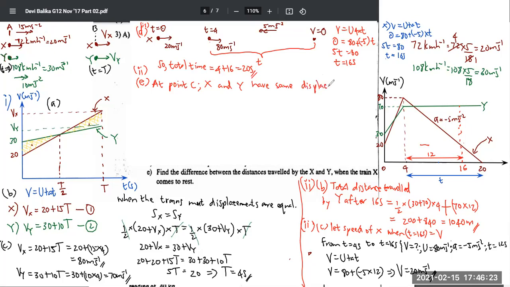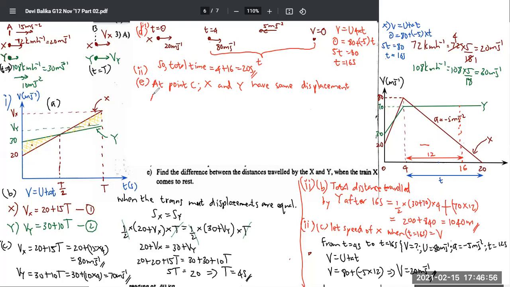Because if you read the question carefully, they have mentioned that X and Y are meeting again. X and Y are meeting again at point C. So they both will have the same displacement. One meeting happened at A, one happened at B, and the other one happens at C. Now after that, they are going to separate from each other and move. Look at the graph after that.